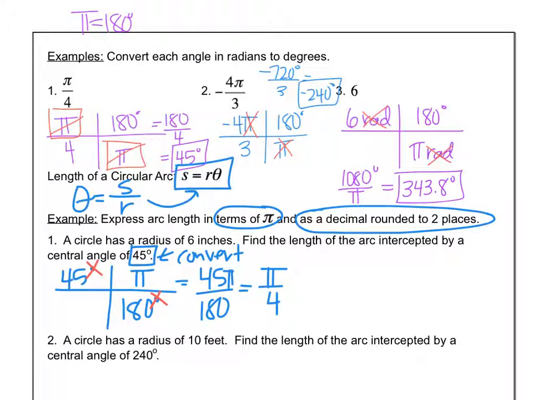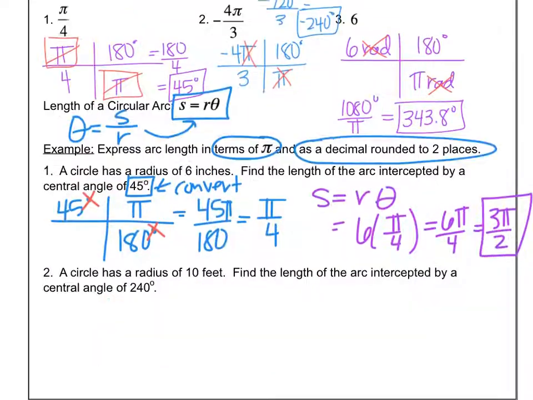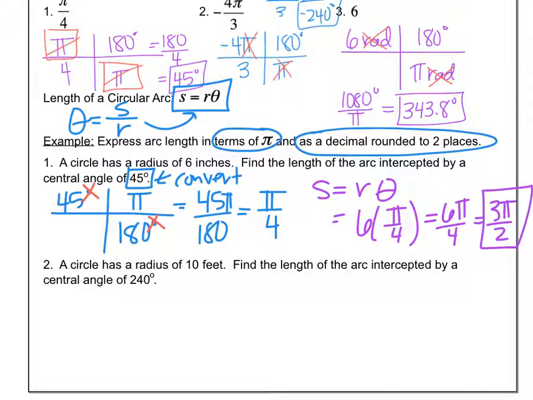And then we can use the formula. The formula says that the arc length, which is what we're trying to find, is the radius times theta. The radius is 6. Theta is what we just found, pi over 4. And we just multiply those. That's 6 pi over 4. Reduce it, 3 pi over 2. That's your answer in terms of pi, and then to get the decimal answer you can just use your calculator. If you type it in your calculator, the decimal answer is 4.71.